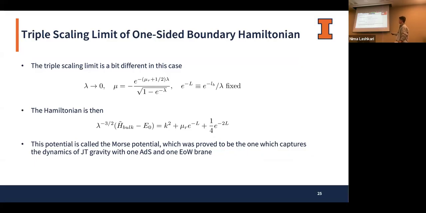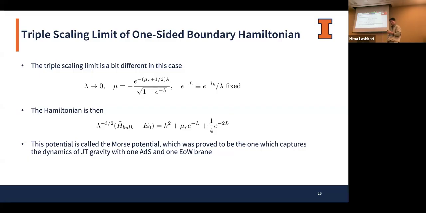And you can show that by taking the triple scaling limit. This is an argument by Kazumi Okuyama, which I discussed just now. You can restore this kind of Hamiltonian, and this Hamiltonian is called the Morse potential. It was shown in an earlier paper by my collaborator Pin with Kochmeyer and Jeffries that this is actually the correct Hamiltonian which captures the dynamics of a one-sided JT gravity model with one asymptotic AdS boundary and one end of the world brane boundary.